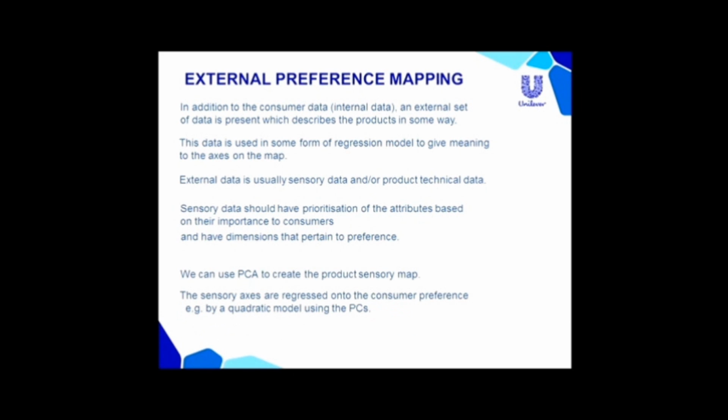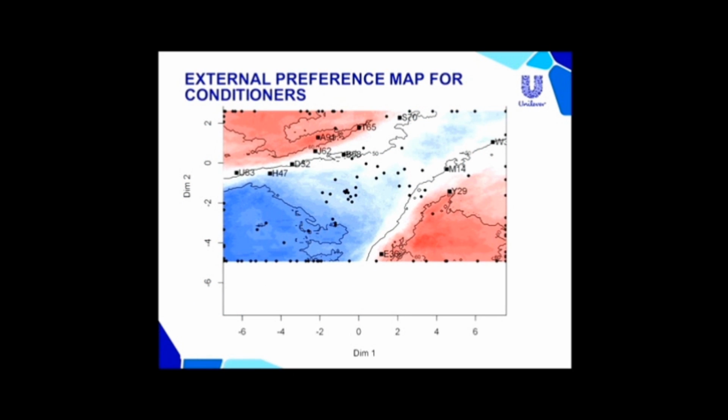So again, we could use PCA, principal component analysis, to create the product sensory map. And then we can regress that onto the preference scores, usually using, well, you wouldn't use a linear model because you just get a plane. So we usually use something like a quadratic model or a response surface model, so we can try and find optima and preference points where you might get maximum liking. So nice, as an example, taken on conditioners. Actually, these are hair conditioners.